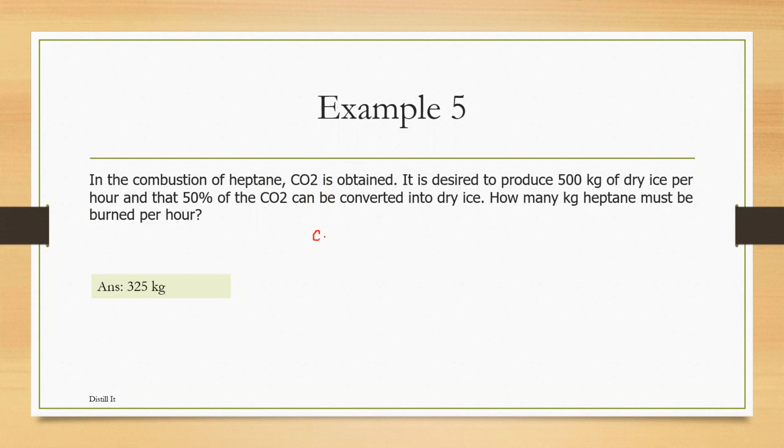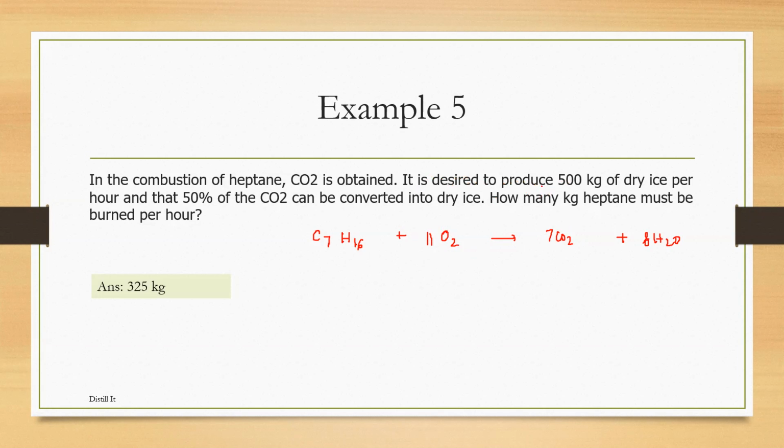So let's do the combustion reaction of heptane. So heptane is C7H16, CnH2n+2. So C7H16 plus oxygen gives you carbon dioxide plus water, right? So 7 CO2 and 8 H2O. Therefore, we get 11 oxygen, right? So this is my balanced chemical reaction.